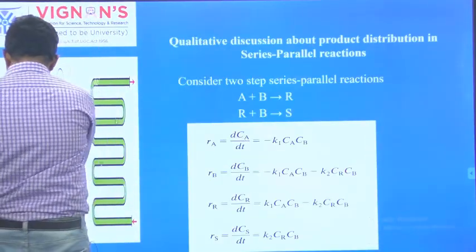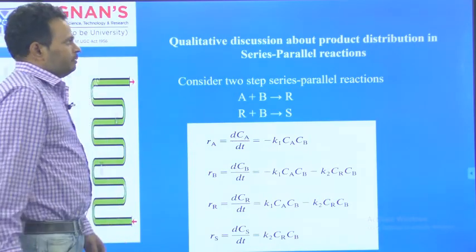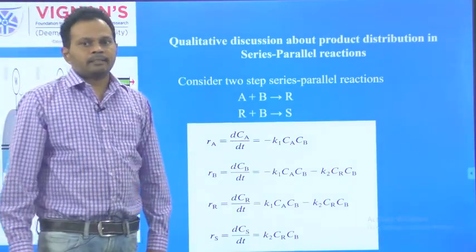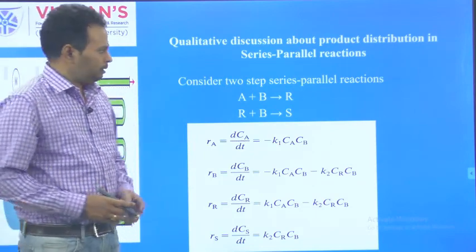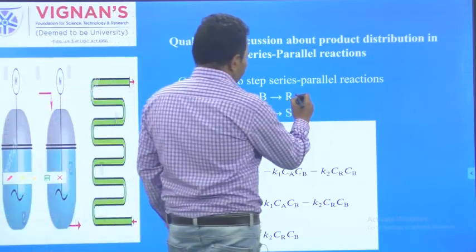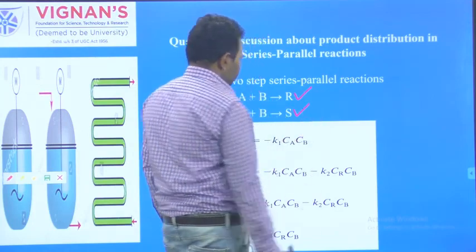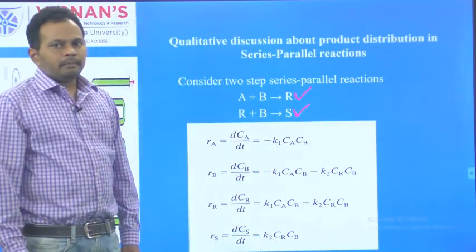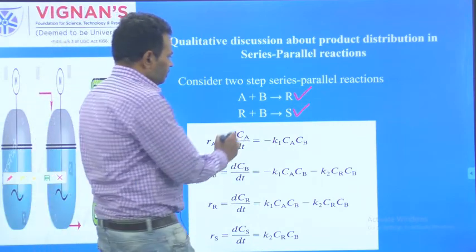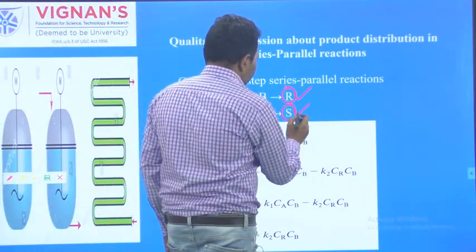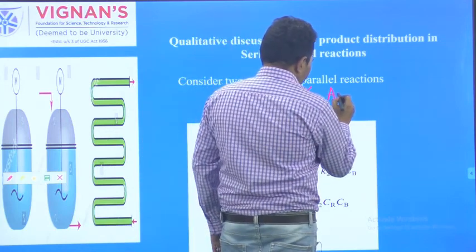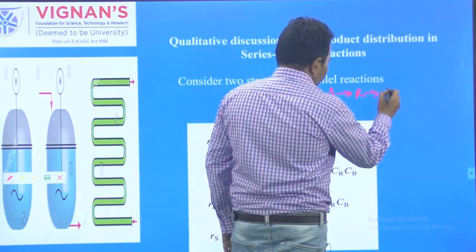Second one, the qualitative product distribution in series parallel reactions. So here consider this combination of series parallel reaction. The first one is A plus B to R and R plus B to S. When you consider this combination of series parallel reaction with respect to A, R and S, this becomes the series reaction. Here you can write this as A to R and R to S.